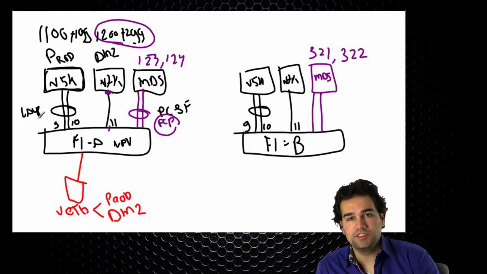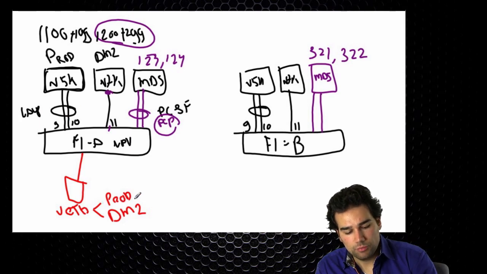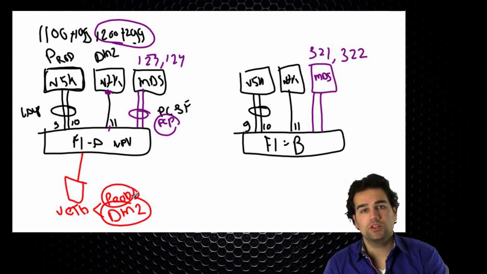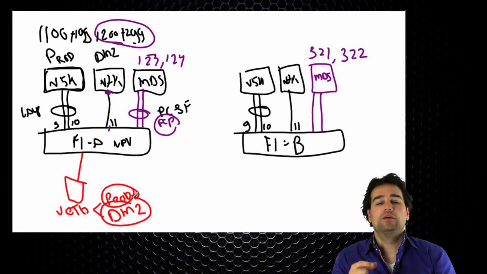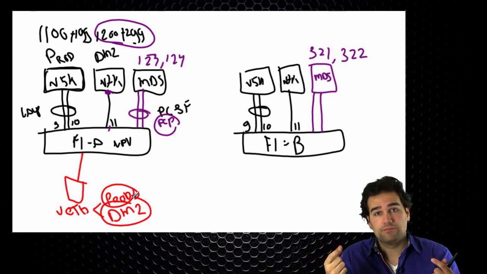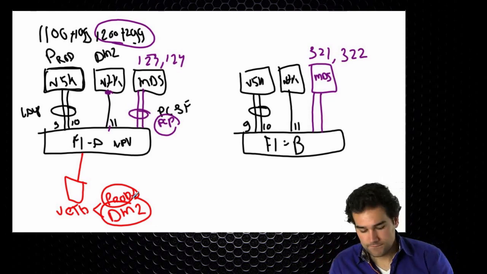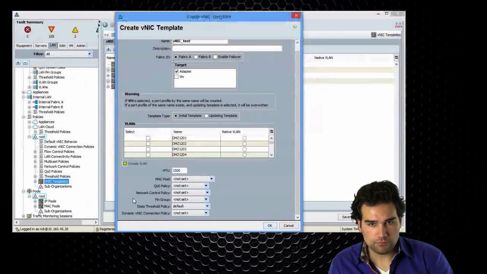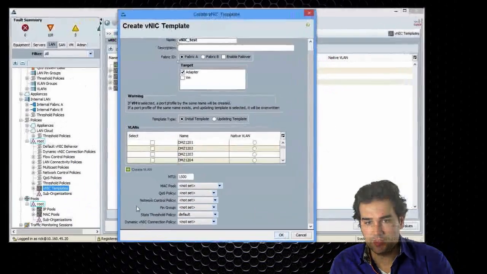So if I am using disjoint layer 2, I need separate vNICs for production VLANs and a separate vNIC for my DMZ VLANs, because I need that one-to-one mapping from the vEthernet or client interface to the uplink interface. So be very careful when selecting this.